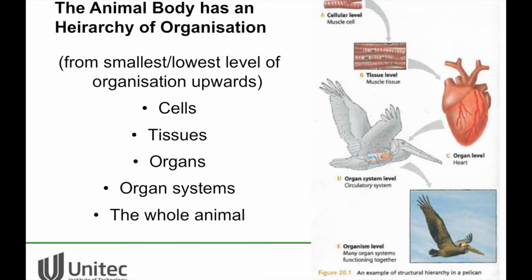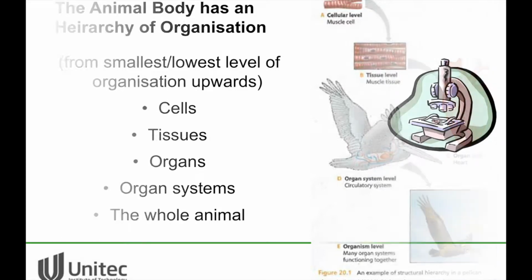And you put a whole lot of organ systems together to get a whole animal. So the pelican here is built from a number of different organ systems that all work together, like the digestive system, the skeletal muscular system, the cardiovascular or circulatory system, and so forth. And we're going to study the systems, some of them, that function in your companion animals.